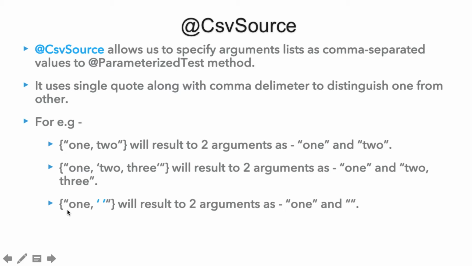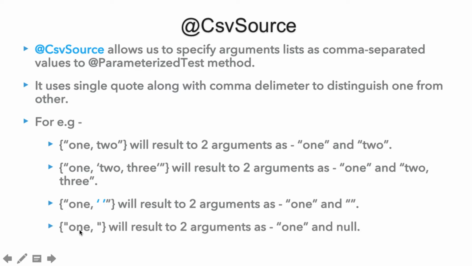In the third example, you can see that one value is 1, then there is a comma, and then we have the single quotes. So it will result in two arguments. The first argument will have the value 1, and the second argument will have an empty value because we haven't provided anything between these single quotes.